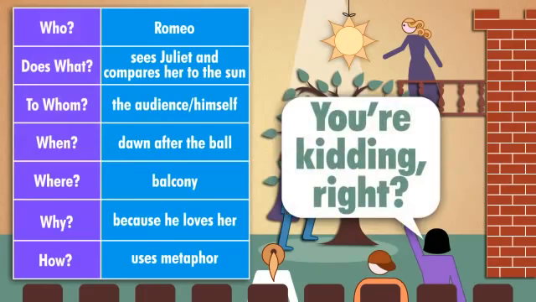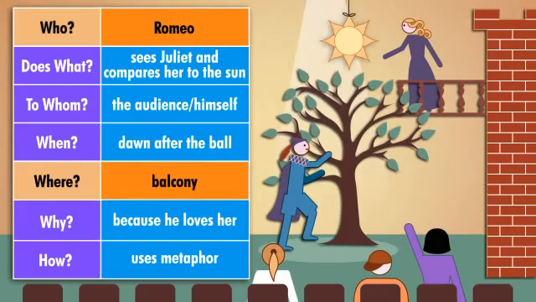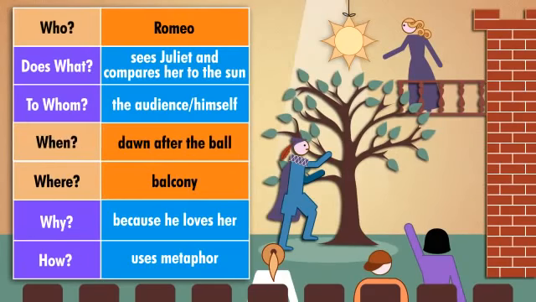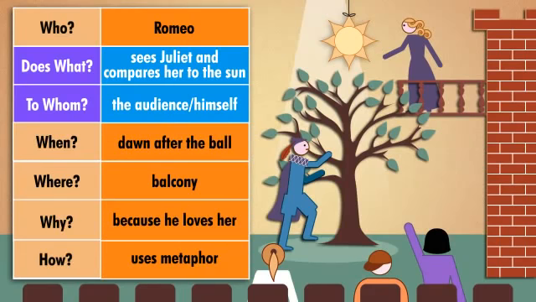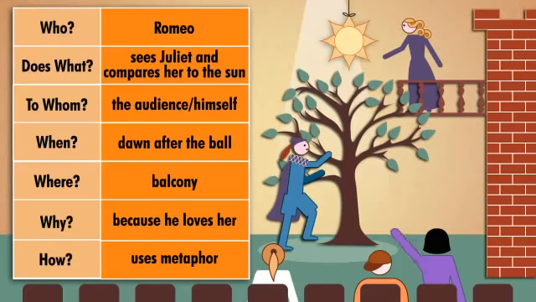You're kidding, right? Romeo sees Juliet on her balcony at dawn after the ball, and because he loves her, he uses metaphor to compare her brilliant beauty to the sun as she transforms the night into day.